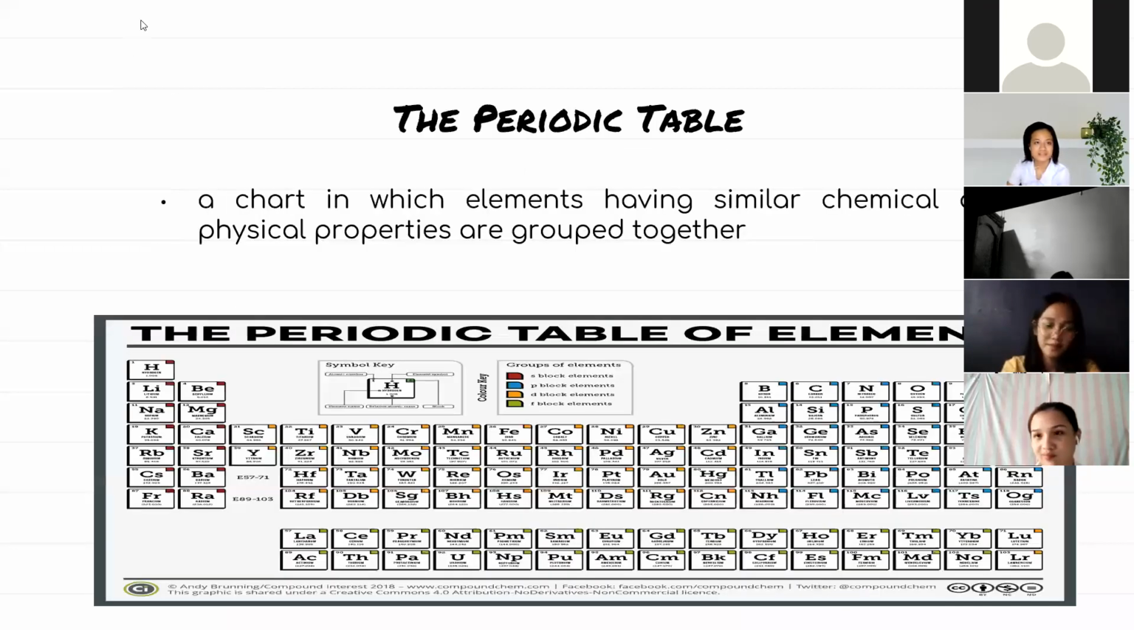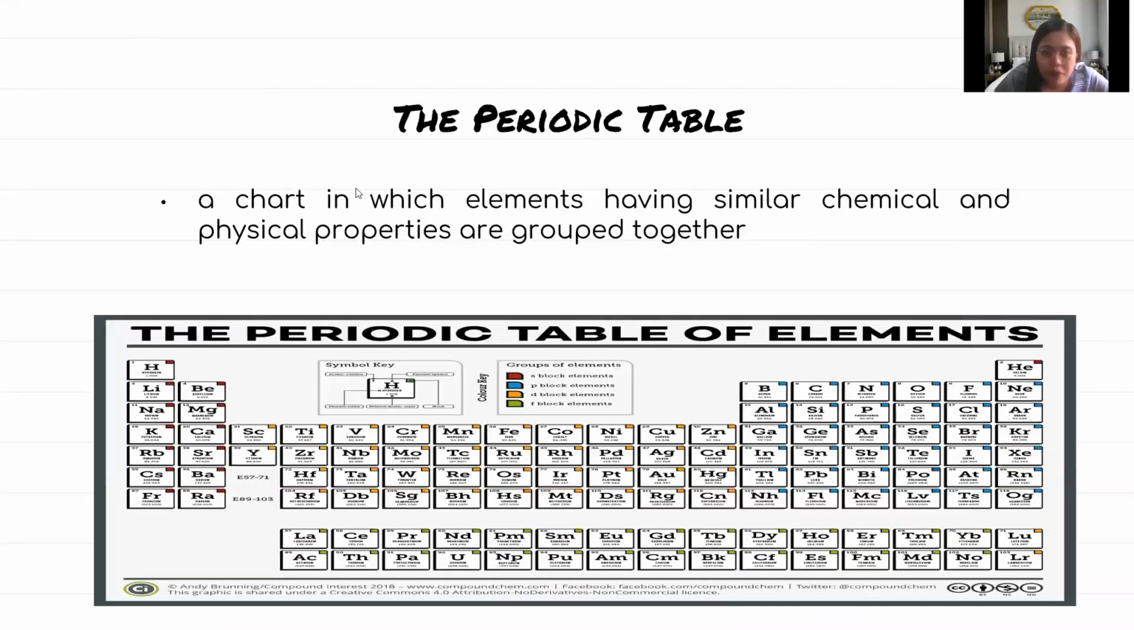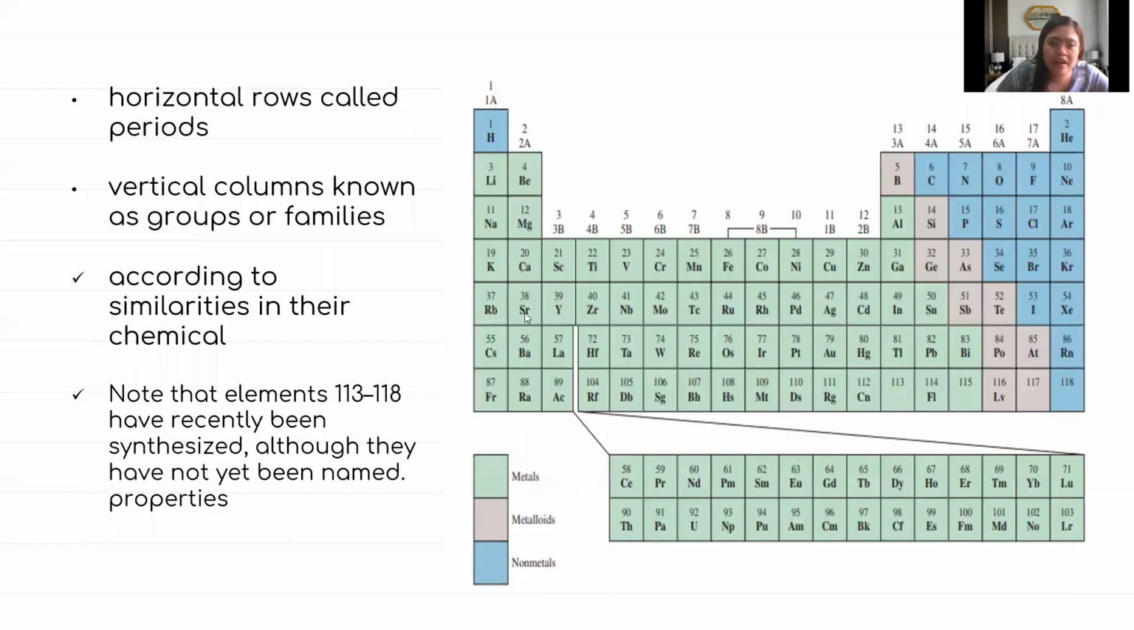So let's move on. We have here the periodic table. In the periodic table, we have the elements that are grouped together either vertically or horizontally. When vertical, we call them groups or families. When horizontal, we have the period. The elements grouped together into one group most likely share the same properties, either physical or chemical. So let's have a review.